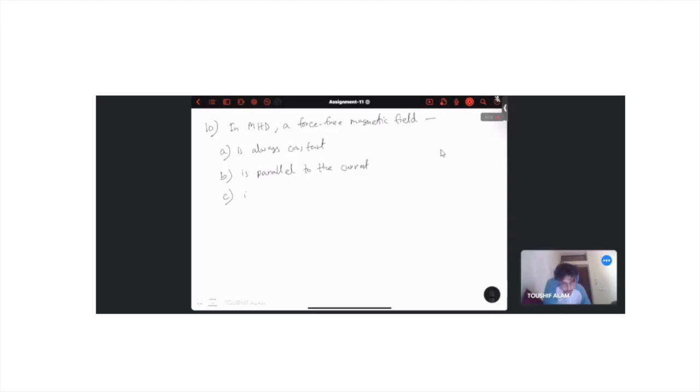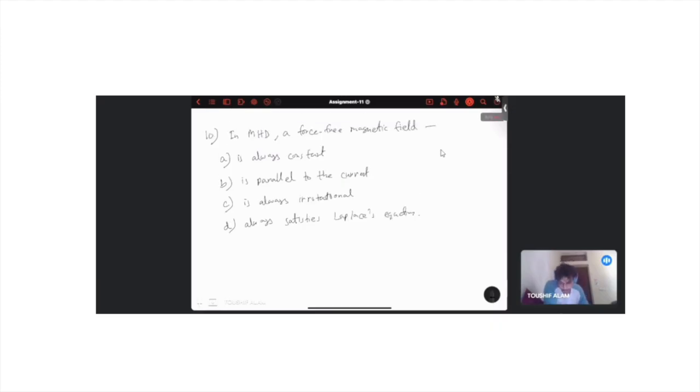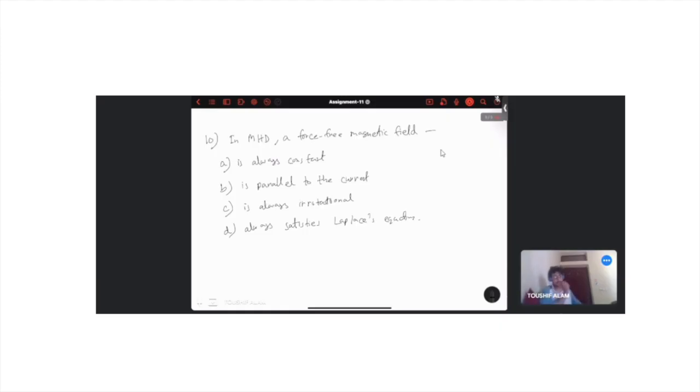Option C is always rotational. Option D always satisfies Laplace's equation. I think you have come across this. At how hard the force-free magnetic field will be.